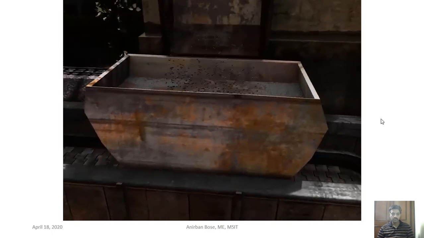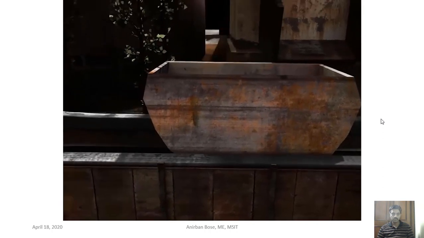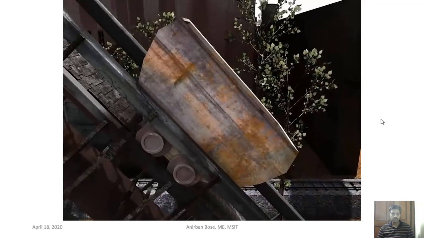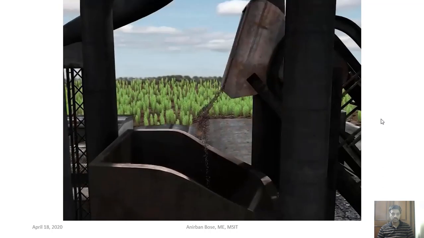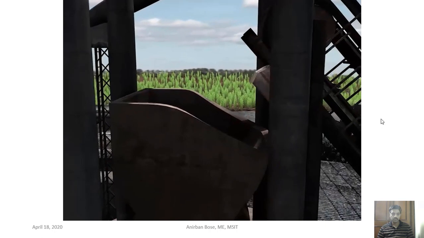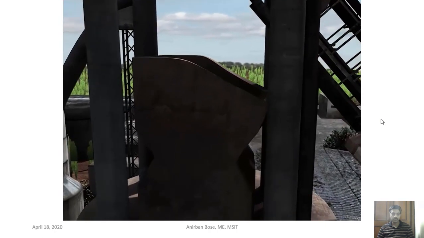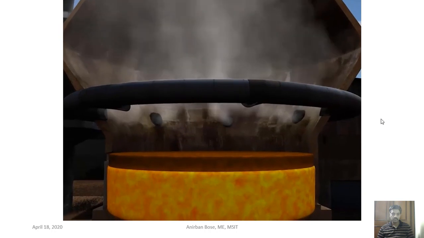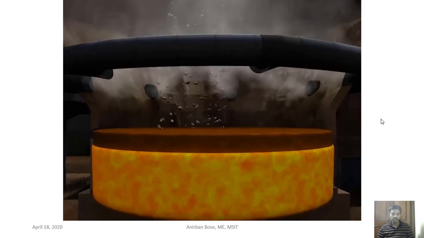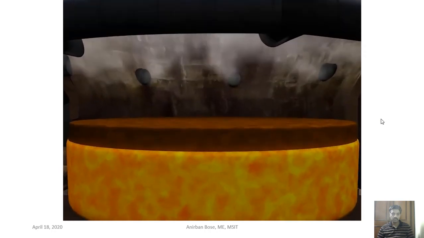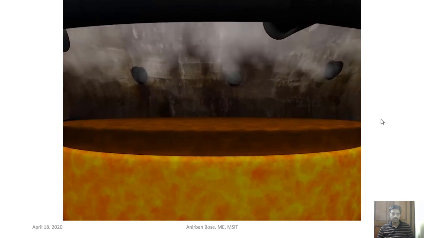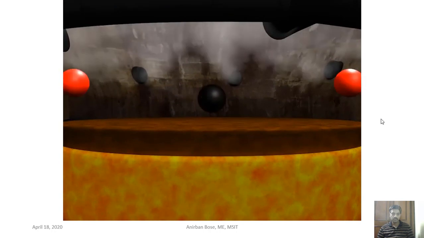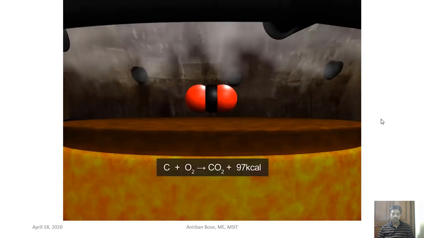The charge is brought by trolleys or skip cars over a conveyor system and introduced into the blast furnace through the cup and cone arrangement. Simultaneously, a blast of hot air is blown into the furnace through the tuyeres at the base of the furnace. The hot air causes the coke in the lower regions of the furnace to burn, producing carbon dioxide and a large amount of heat.